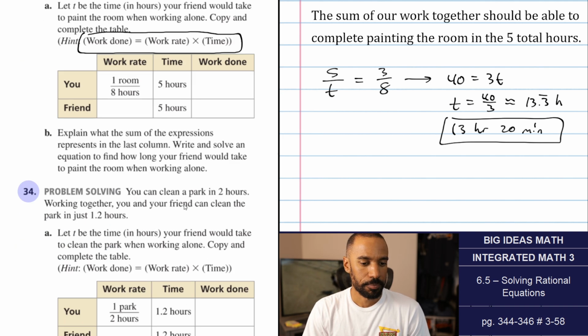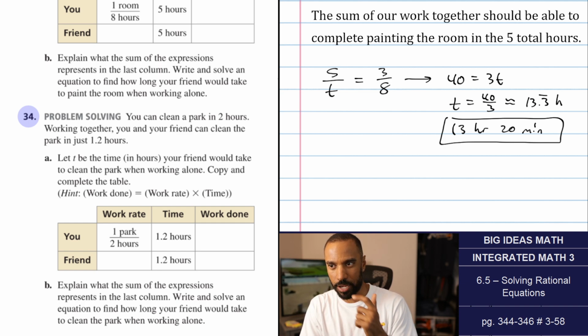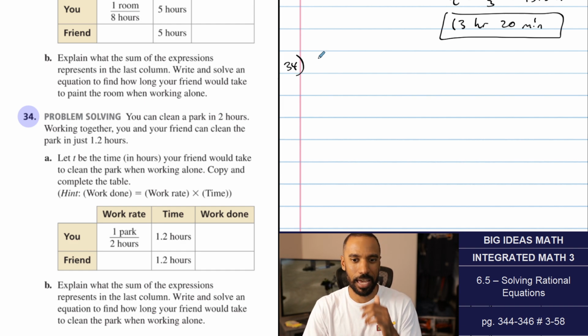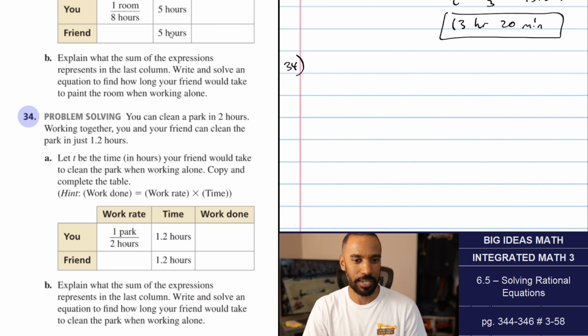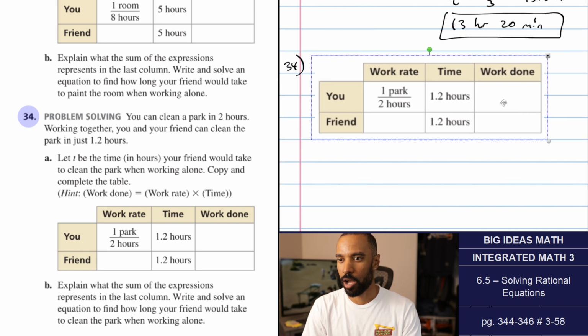Number 34. So this is the same kind of question. They even give you the total time for them. So I think I can now use what they had on that. So number 34: you can clean a park in 2 hours. Working together, you and your friend can clean the park in just 1.2 hours. So I'm going to copy this table again. 1 park in 2 hours.